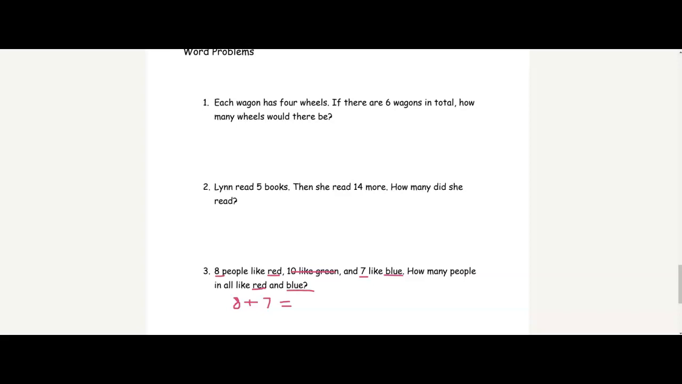8, 9. Let's add 7 with our fingers. 8, 9, 10, 11, 12, 13, 14, 15. So 15 people in all like red and blue.